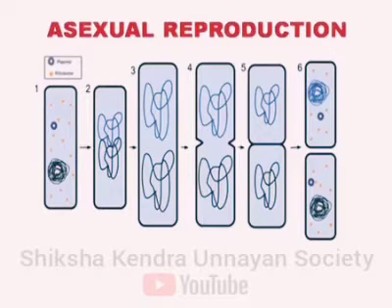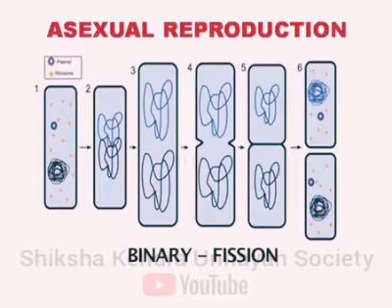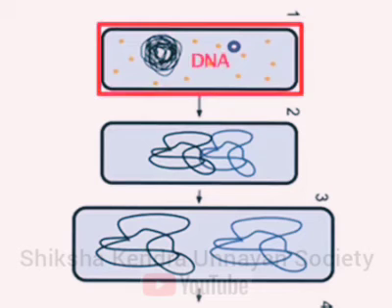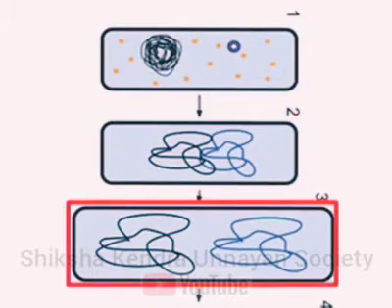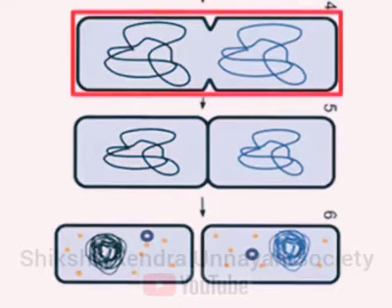As you can see in the figure, the asexual method of reproduction takes place by binary fission. The DNA, as you can see here, replicates first. And as the DNA is replicating, the bacterial cell starts growing and enlarges in size. And once the DNA replication is complete, the two DNA move to the two opposite poles of the bacterial cell.